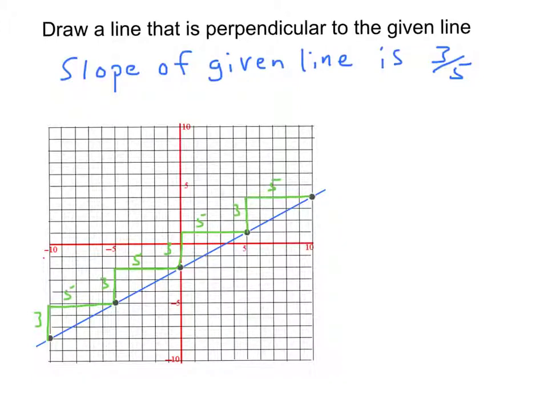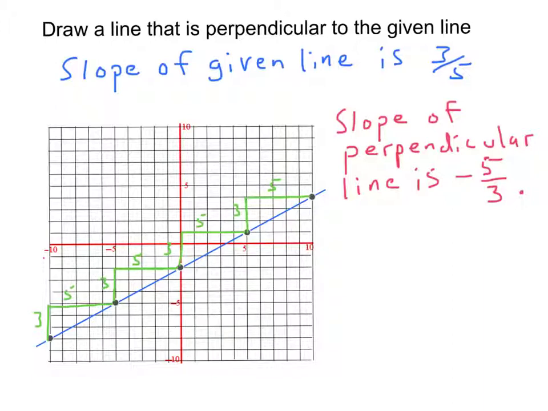Now, using what we know about perpendicular lines, a line that's perpendicular to this would have to have a negative slope and also would have to be the reciprocal, 5/3. Therefore, the slope of a perpendicular line would be negative 5/3. Now, when we interpret a negative slope like this, it's simplest to put the negative sign in the numerator of the fraction rather than in front of the fraction. So we can rewrite this as negative 5/3.